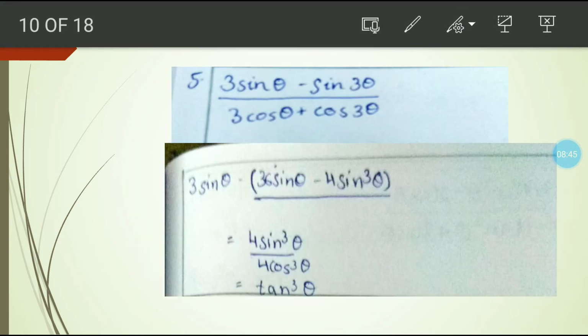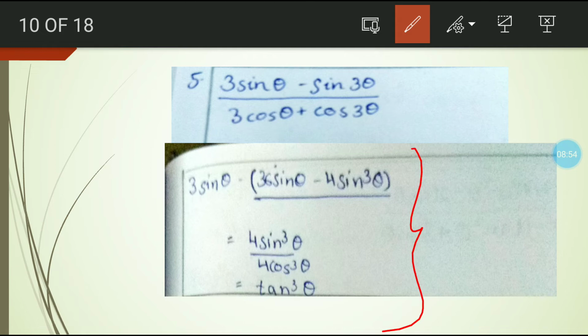Fifth question, here we can see 3 sin theta minus sin 3 theta divided by 3 cos theta plus cos 3 sin theta. Here also like same question how we did, like that only. So it is option C.